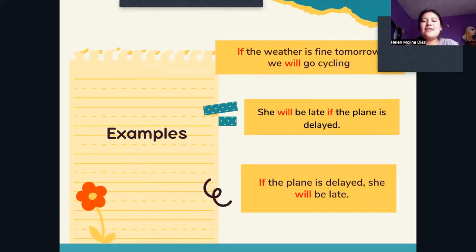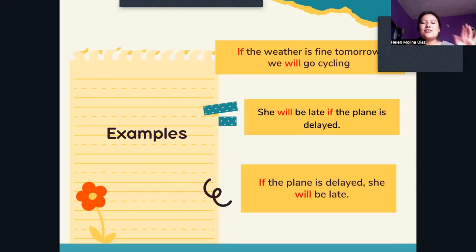The next example follows the previous rule: when the sentence begins with the result phrase, the comma is not necessary. For example, she will be late if the plane is late. In Spanish: ella llegará tarde si el vuelo se retrasa. She is the subject, will be late is the future simple. If is the condition, the plane is late is the present simple.